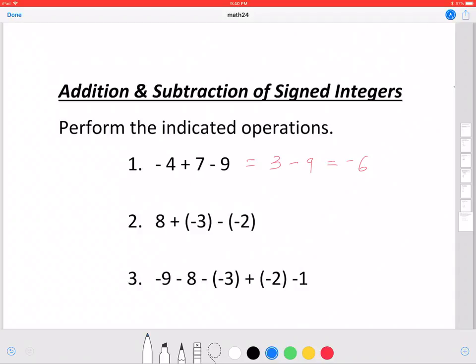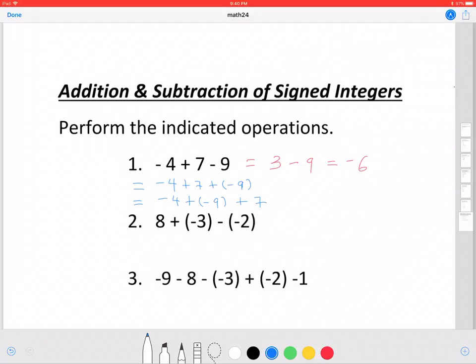Or another way you can look at it, I did this in a previous video, is I'm going to keep addition as it is, but change subtraction as addition of the opposite number that follows. So that'll be -4 plus 7 plus -9. Again, I can add left to right, but what I usually like to do is pull together the two negatives and add the positive 7 at the end.